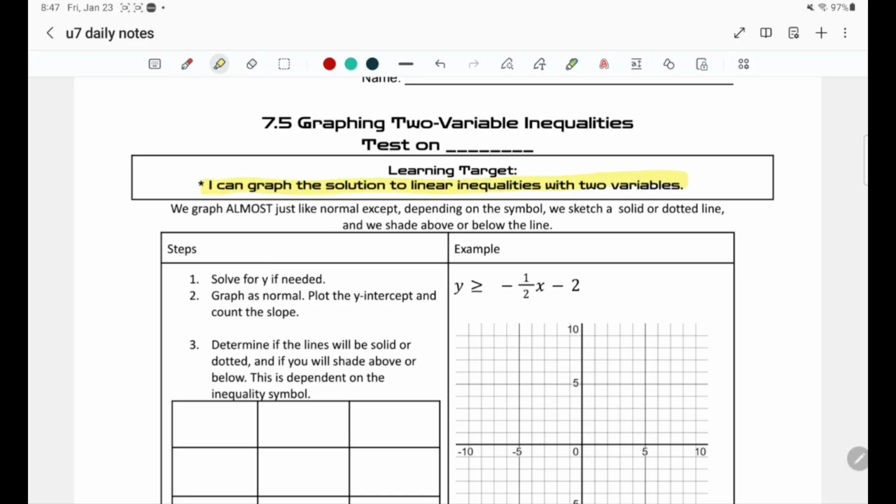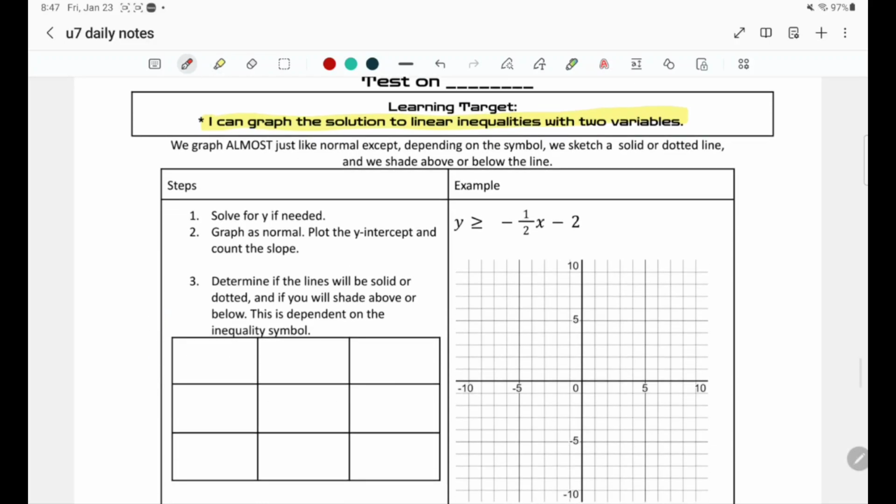I can graph linear inequalities with two variables. So instead of having just a number line, we're back to a two-dimensional graph. We have a slope, we have a y-intercept, we have an x and a y. So we graph just like normal, except instead of having an equal sign, you've got less thans and greater thans. And so instead of y just being equal to your line, like your line is the answer, you have everything above that line or everything below that line.